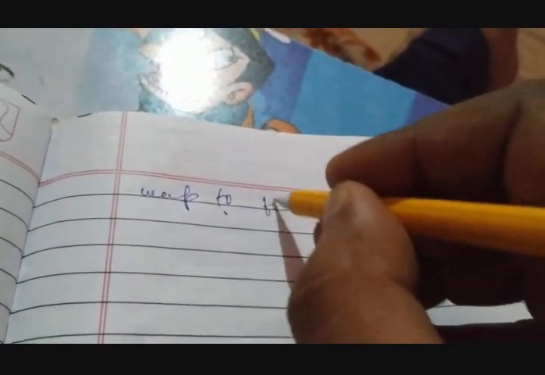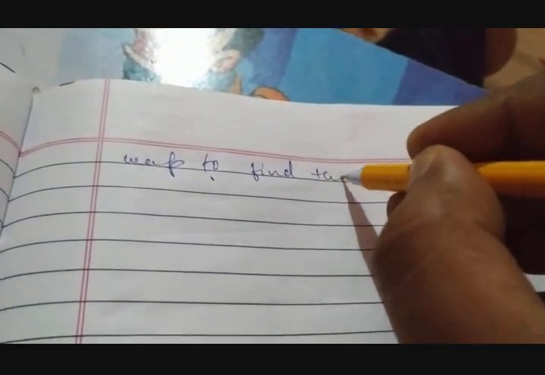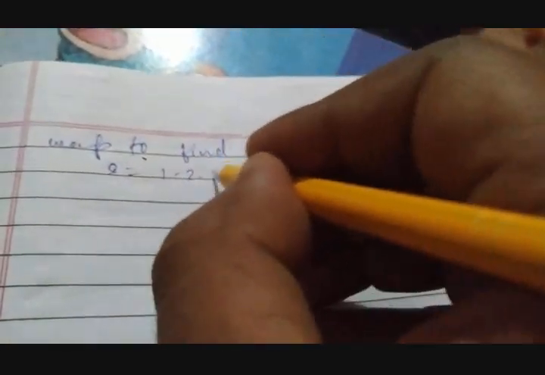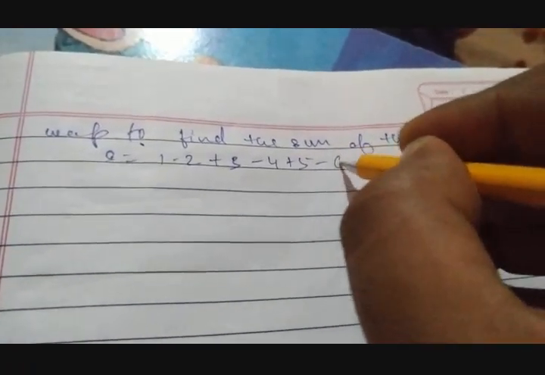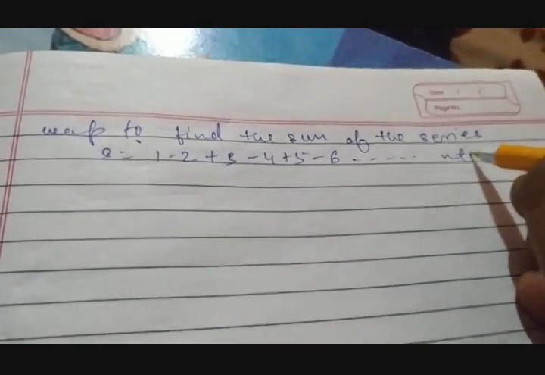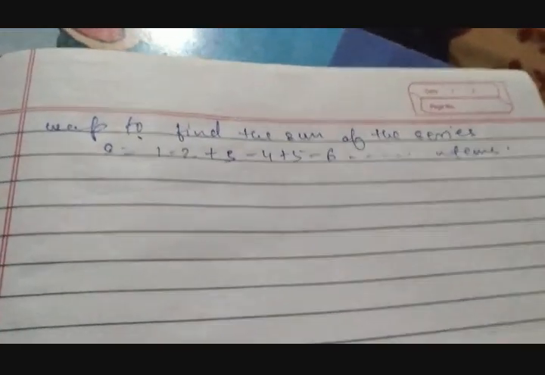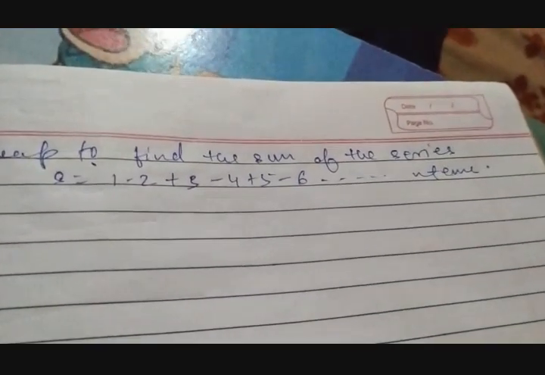You have to find the sum of the series S = 1 - 2 + 3 - 4 + 5 - 6 ... up to n terms. How many terms? Up to n terms.